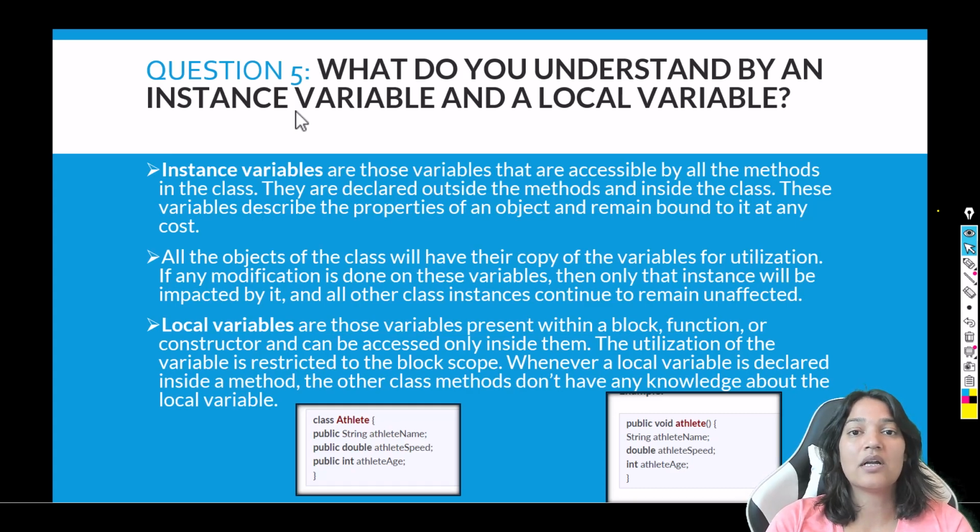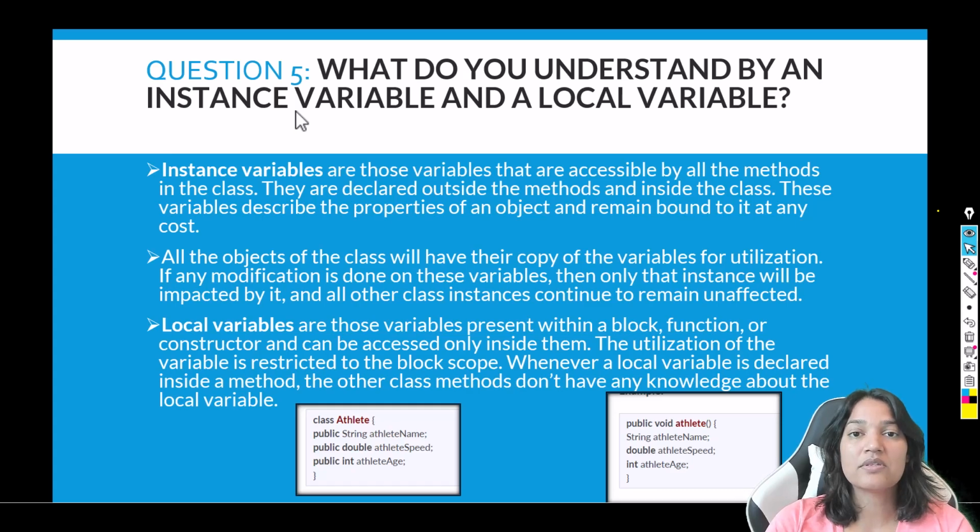These variables are directly declared within the class, outside of a method or a particular block. That is what is called an instance variable, and every time you create a brand new object, each object will have its own copy of those instance variables.